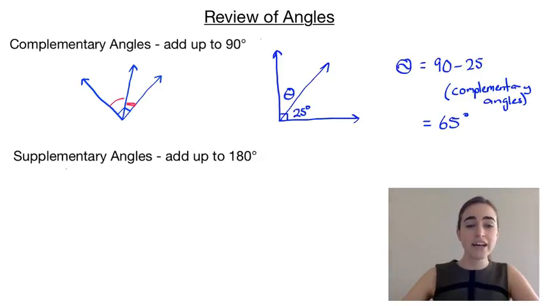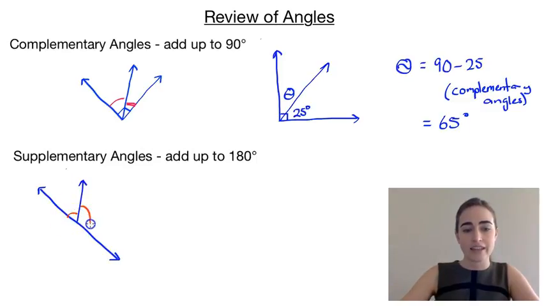Our next angle fact is supplementary angles add up to 180 degrees. That means that they make a straight line. So if that's our straight line there, but it's made up of two angles, then this angle here and this angle here are supplementary angles.